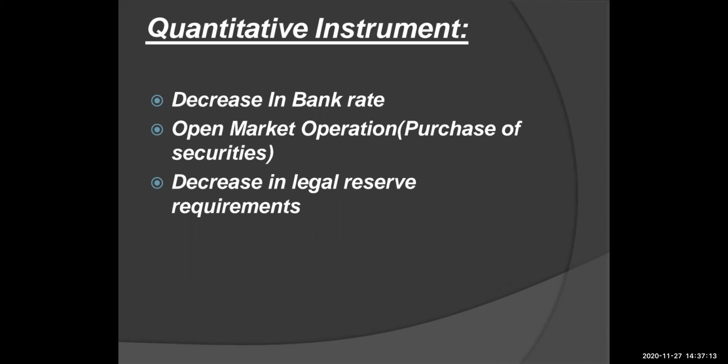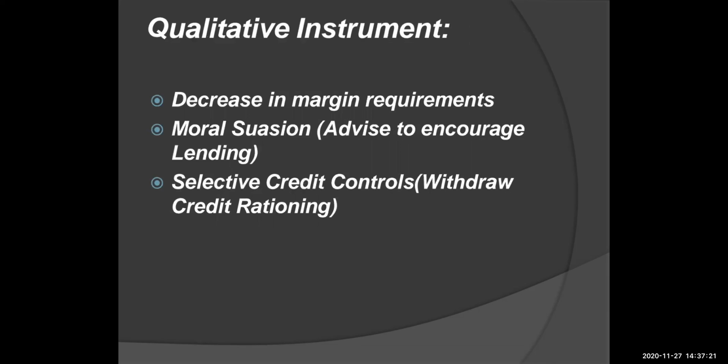Decrease in bank rate, purchase of securities, decrease in SLR, that is statutory liquidity ratio or legal reserve requirements, and decrease in margin requirement, advice to encourage lending by central bank to commercial bank. That is, central bank advises the commercial bank to encourage the lending, and selective credit controls.